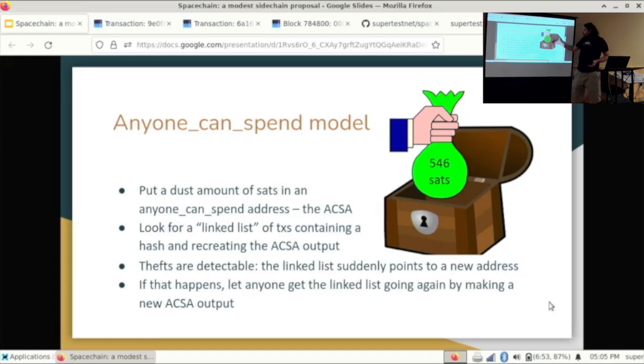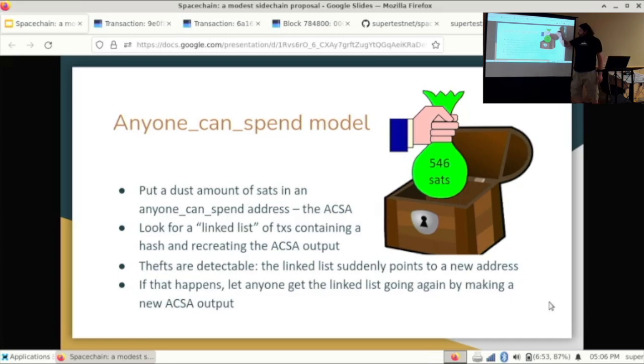So the basic idea is you put 546 sats in an anyone-can-spend address, which I appropriately acronymed the AXA. Then your client software, the software that's following the sidechain, looks for a linked list of transactions that just make a cycle. They pay out from that and back into the same address. You recreate the AXA output. And every one of those has a little hash in it of what's on the sidechain.